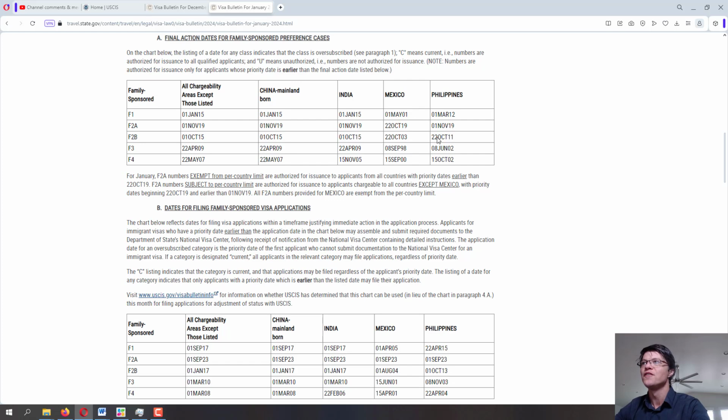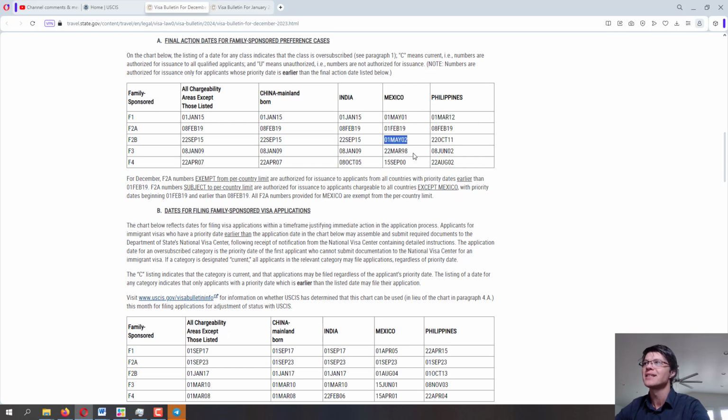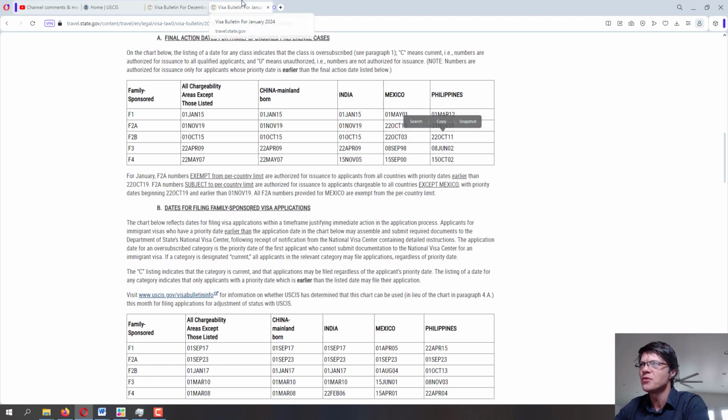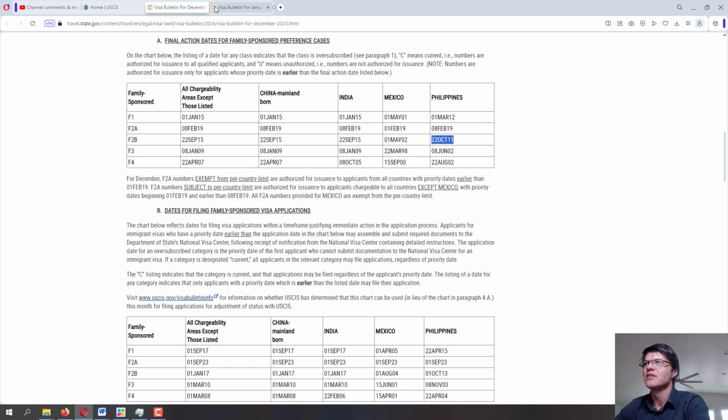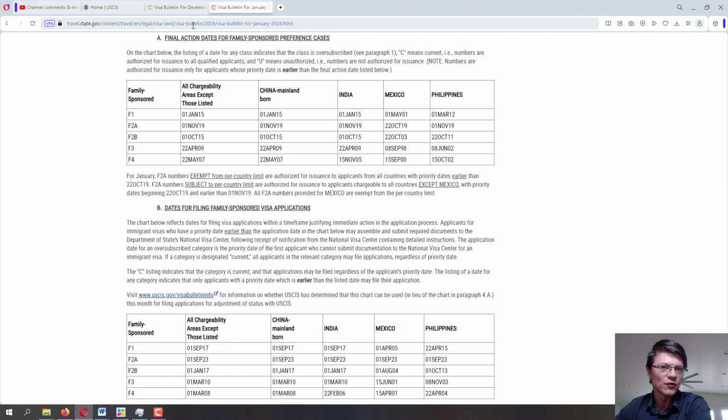Let's move on to the Philippines and see what's going on for Philippines now. Apologies for this, let me pause this for a second. Okay, so Philippines. Let's take a look at December, and we got October 2011 for Philippines, and then January 2024, same thing. So no movement for Philippines, unfortunately, no movement for Philippines chargeability area for F2B category.